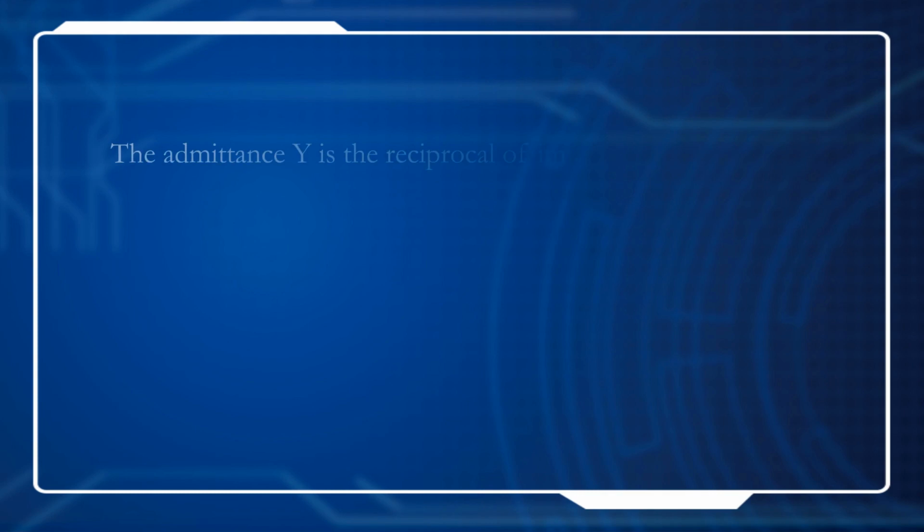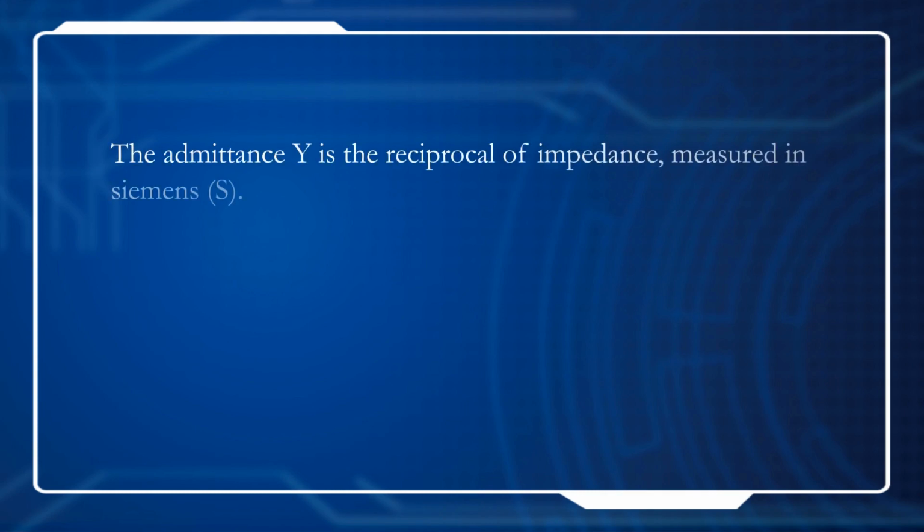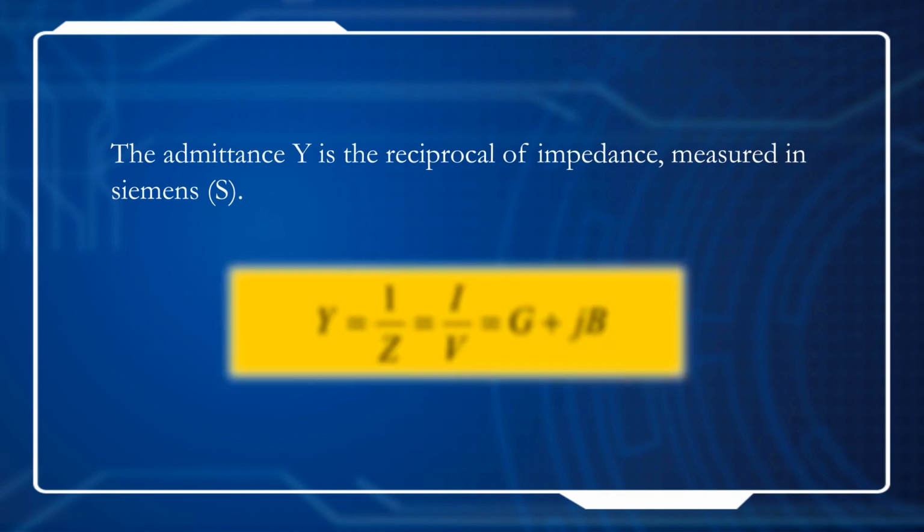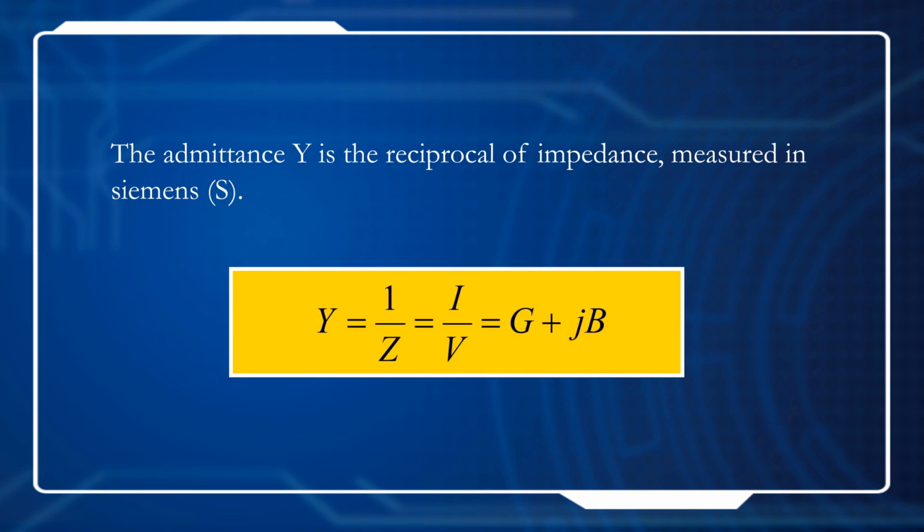The admittance Y is the reciprocal of the impedance, measured in Siemens. We use the capital letter S for it. Y equals the reciprocal of Z, which equals phasor I over phasor V, which equals G plus JB, where G is the real part of the admittance, while B is the imaginary part of the admittance.